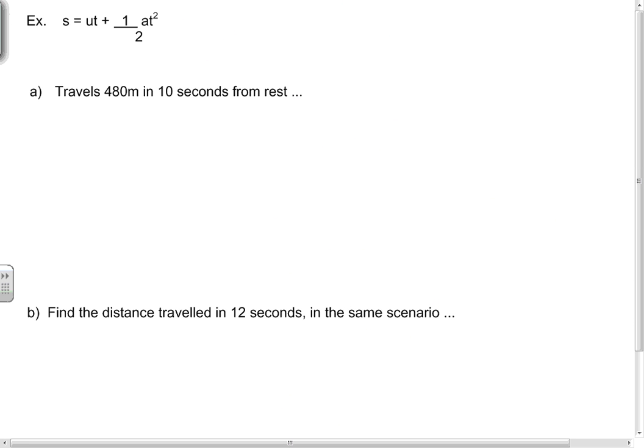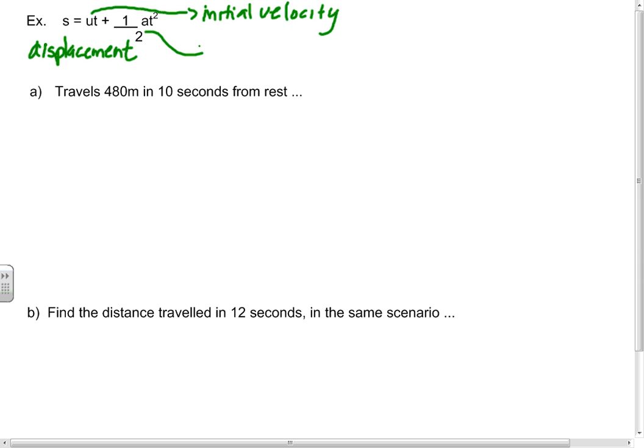Last example, we've got more of a physics example. So this is straight out of a physics textbook. S is your displacement, or how far you have gone, equals ut, where u is your initial velocity, plus a half, sorry, that got a little screwy, a half a t squared, where a, as you would think, would be your acceleration.